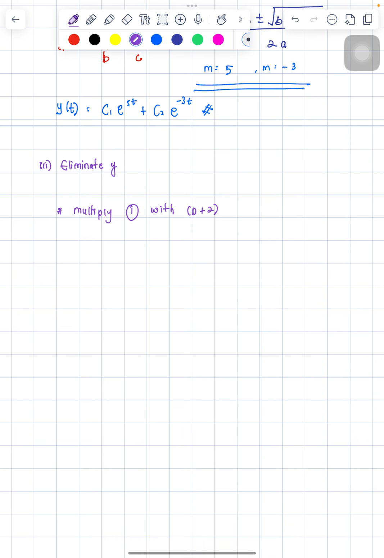So equation 1 will become d plus 2 d minus 4 x minus 7 d plus 2 y equals to 0. Okay, this is first equation. Now the second equation, we have to multiply with 7, since we have 7 in front here. So we have to multiply second equation with 7.